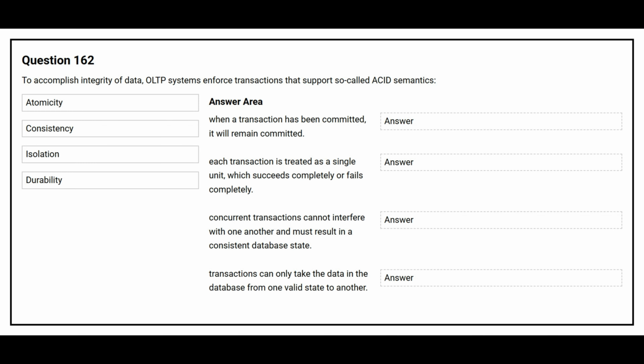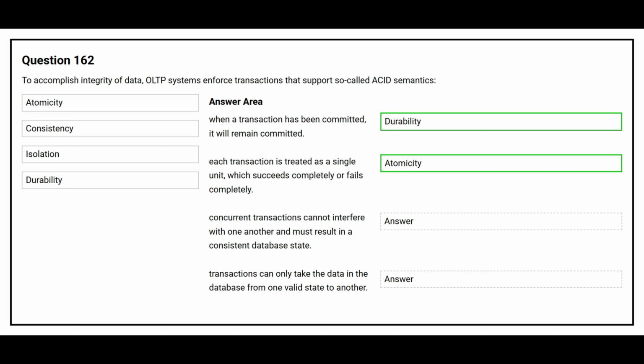Question number 162. To accomplish integrity of data, OLTP systems enforce transactions that support so-called ACID semantics. The first question is, when a transaction has been committed, it will remain committed. The correct answer is durability. The second question is, each transaction is treated as a single unit, which succeeds completely or fails completely. The correct answer is atomicity.